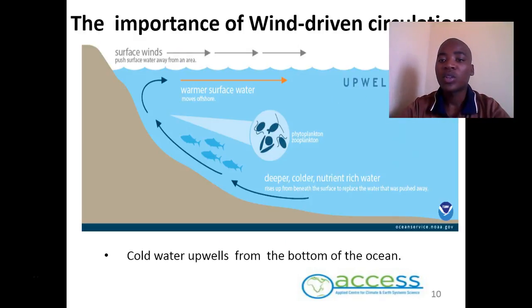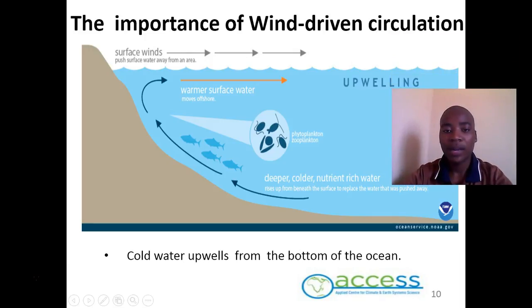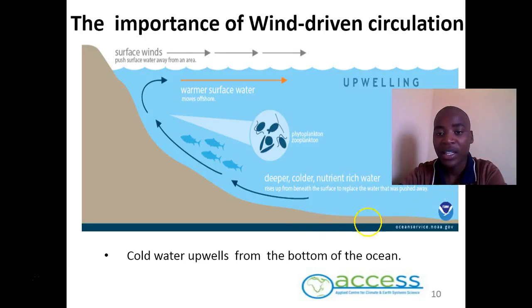Now there's also what you call upwelling. Upwelling is the result of wind-driven circulation, the process whereby cold water rises beneath the surface and replaces the water which was pushed away. Wind-driven circulation plays an important role in upwelling.